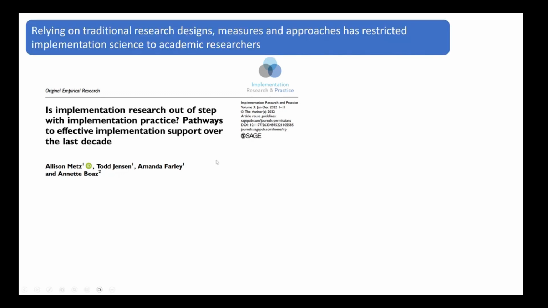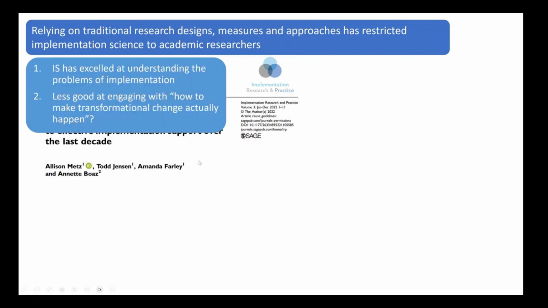And I think what we can say is that relying on traditional research designs, measures, and approaches has restricted the science, and the sort of research we've done, to academic researchers. The result is that we've really excelled at understanding the problem of implementation. We know that it's an issue. We label it. We know what all the barriers often are. We can watch it fail and say why. But we're less good at engaging with how to actually make transformational change happen. We haven't really learned that so well yet.